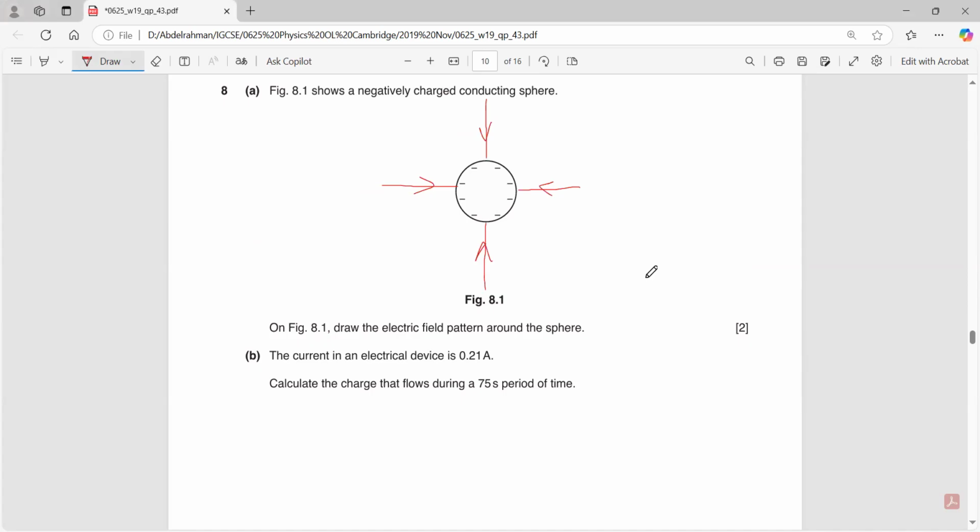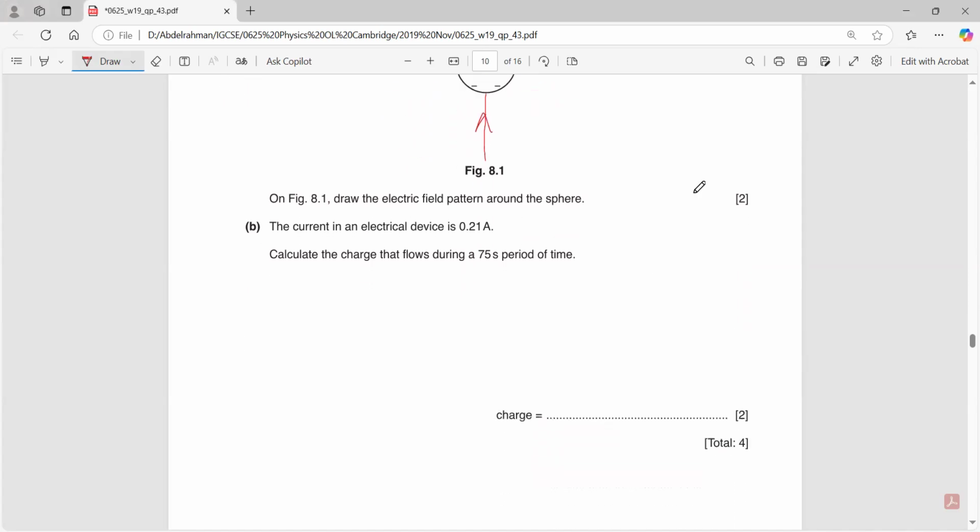The current in the electrical device is 0.21 amperes. Calculate the charge that flows during a 0.75 second period. Okay, charge. I equals Q over T, or Q equals IT. Q equals IT, 0.21 times the time, which is 0.75. This would give you a charge of 21 coulombs. No, I'm sorry, 16 coulombs. 16 coulombs.